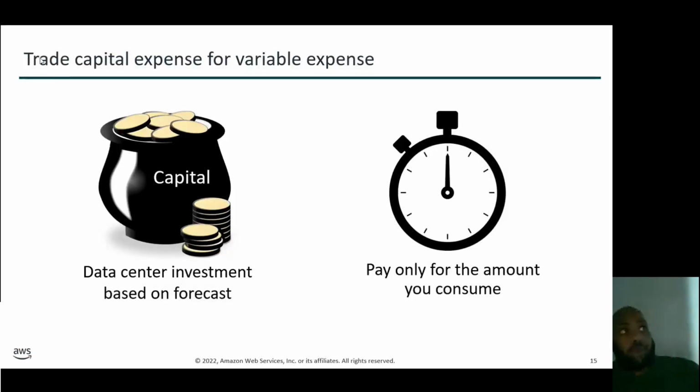So if I need today to have 500 servers, I will have them. If I need 1,000 servers the next day, I will have those 1,000. And the third day, if I want to go, I can go back to my 500 servers. That is very convenient and it's very variable.